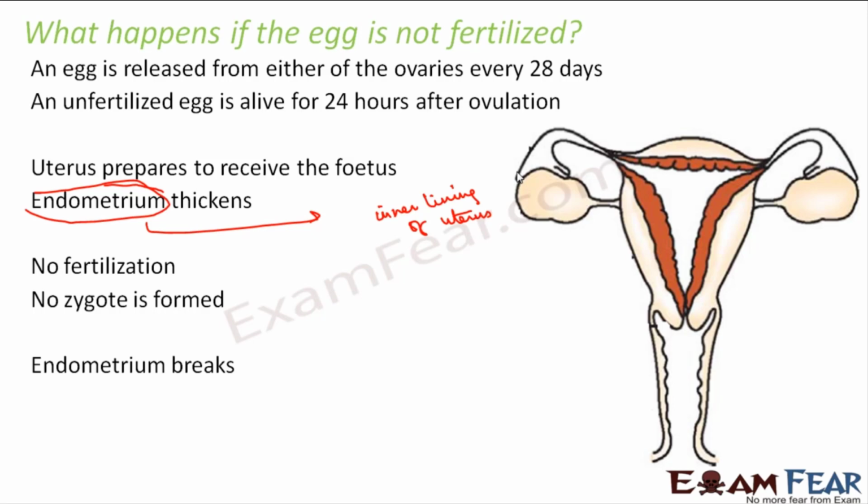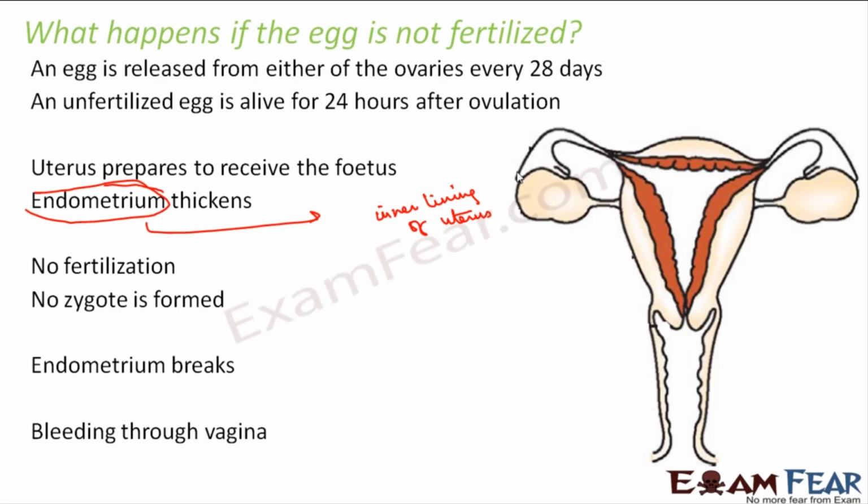So that is why, as soon as the uterus gets to know that no fertilization has taken place and no fetus is going to come to me, the endometrium breaks, and the blood which was actually making it thick will be thrown out through the vagina. So it is excreted in the form of bleeding through the vagina.